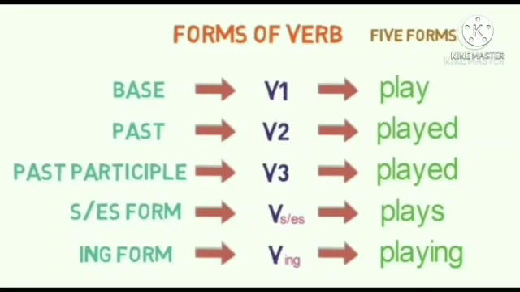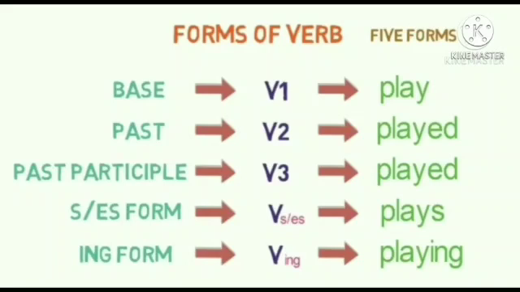Okay? I repeat. The 5 forms of the verb are the base form of the verb V1, the past form of the verb V2, the past participle V3, the S or ES form VS or ES, then the ING form VING. Let's look into an example of the verb play. Look at the 5 forms of the verb play. The base form or V1 is play and the past form or V2 is played.